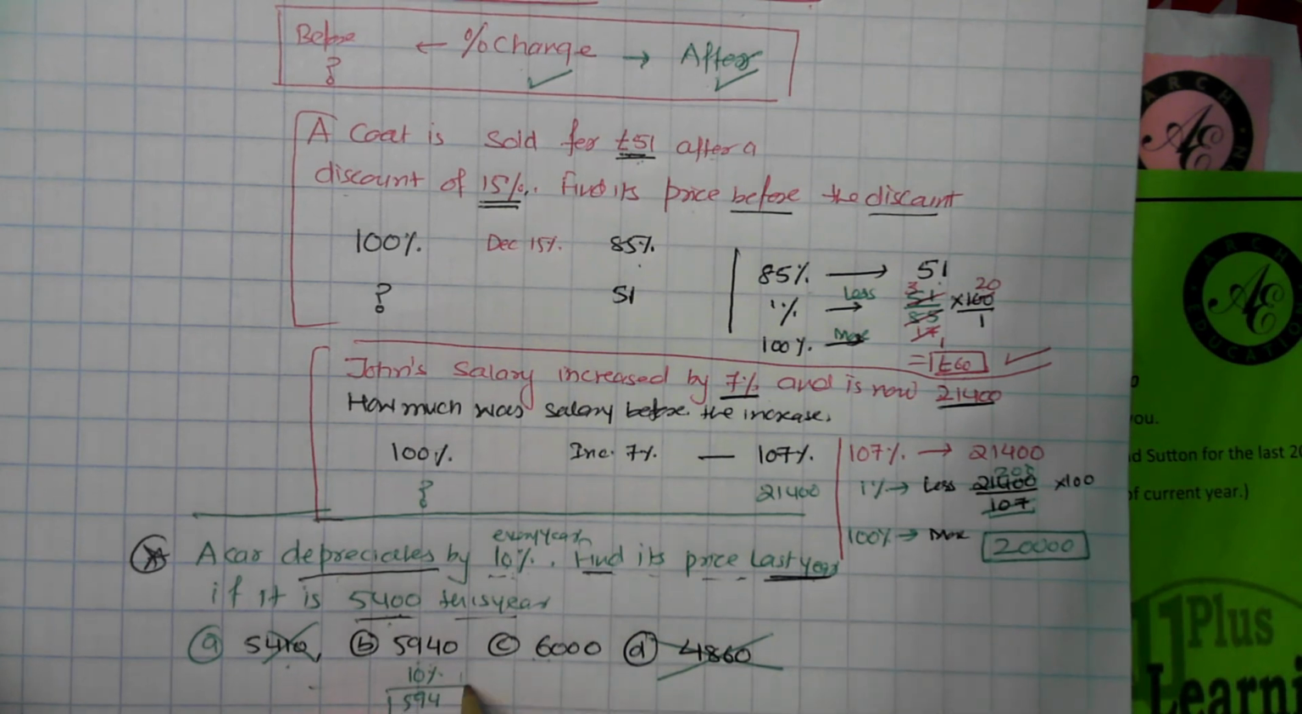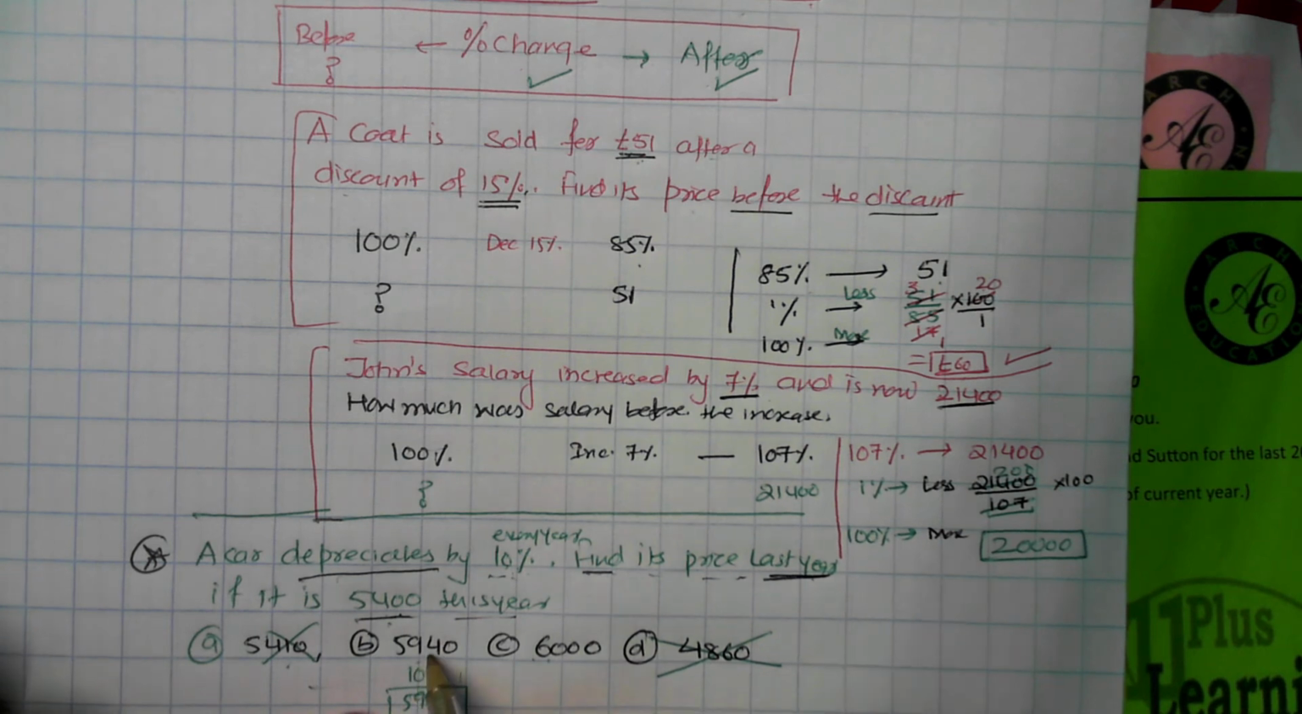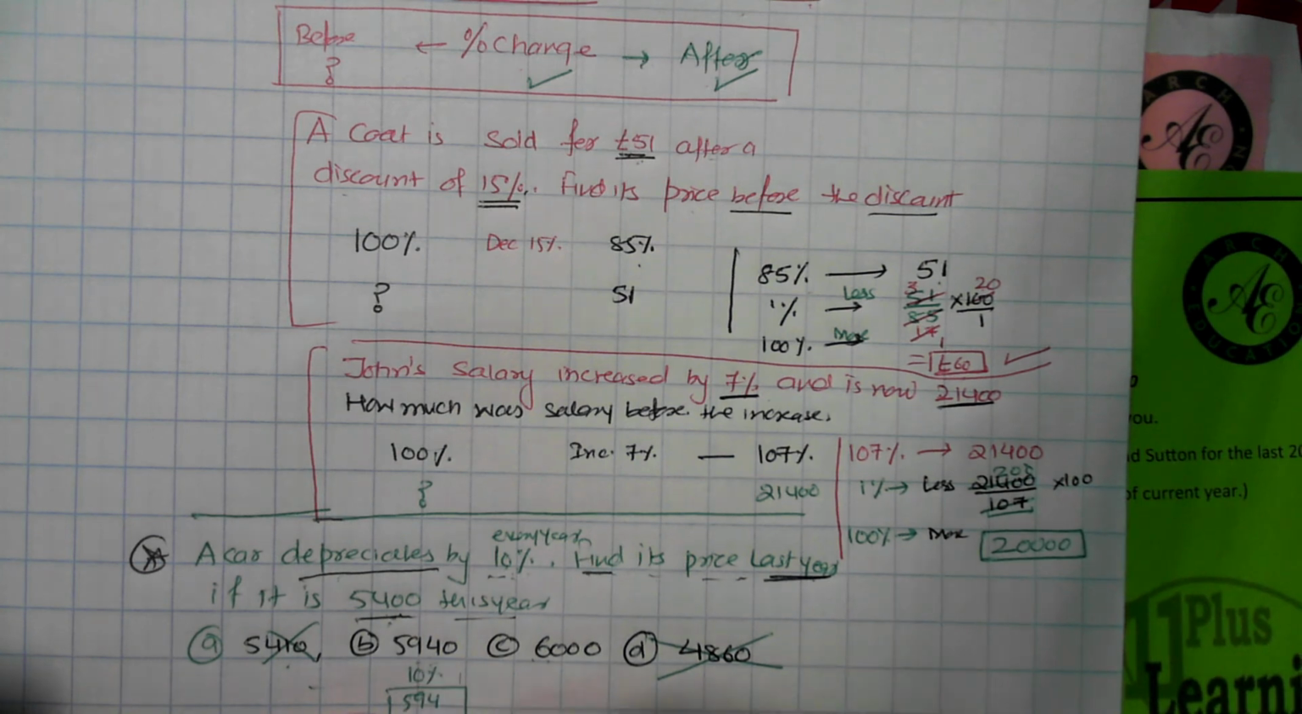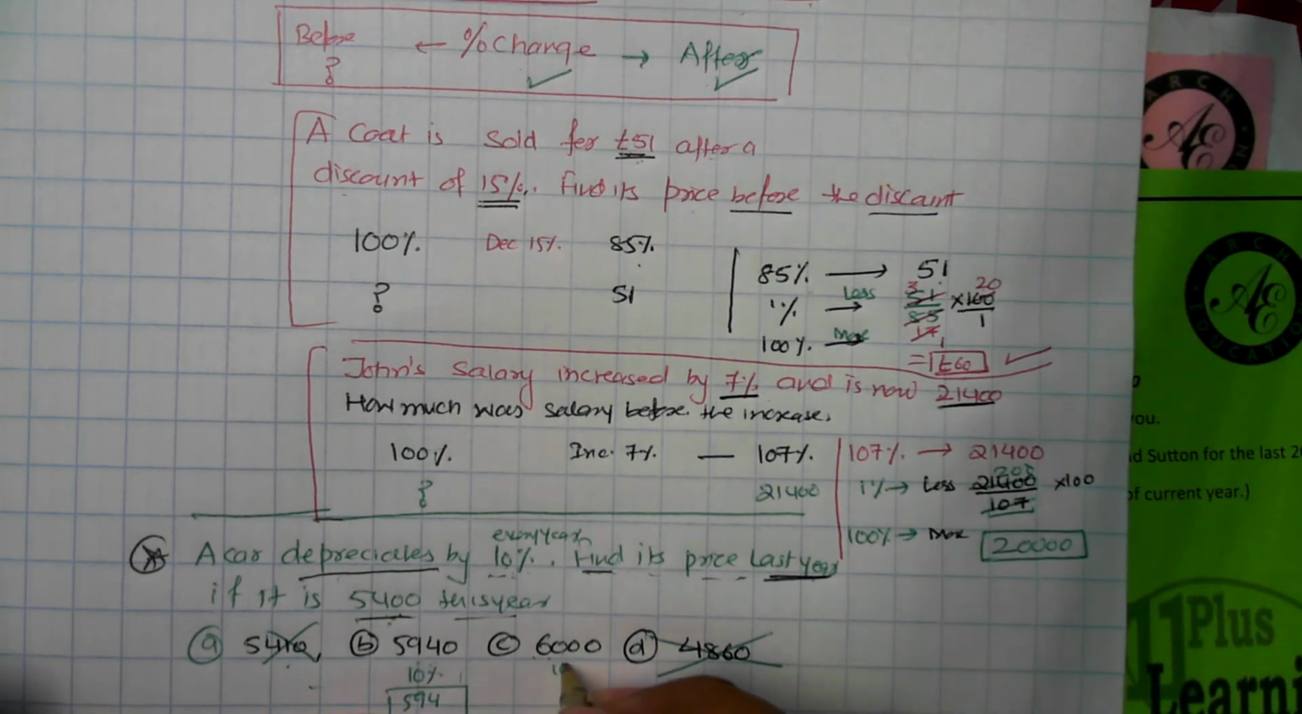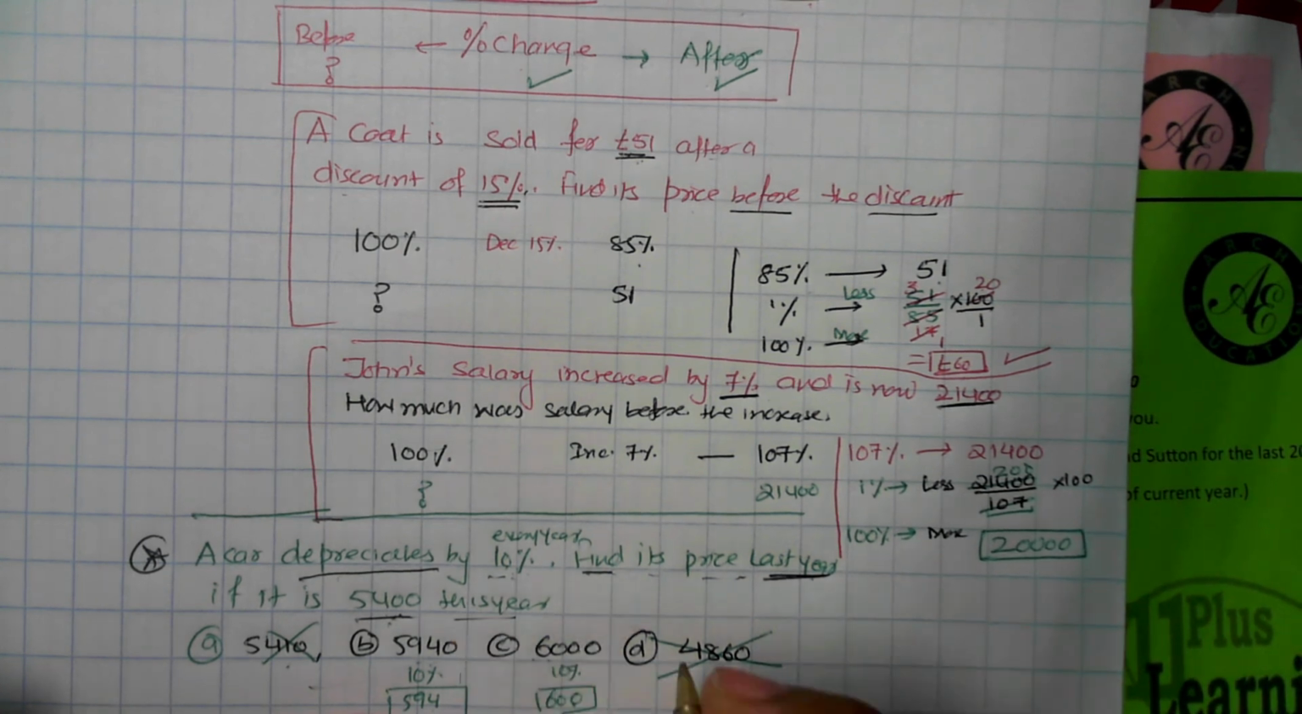Okay, so we do 594 added to this, taken away from this, does not give you 5,400. Then 10% of this gives me 600. If you take away 600 from 6,000, does it give you 5,400? The answer is yes. So C is the correct answer.